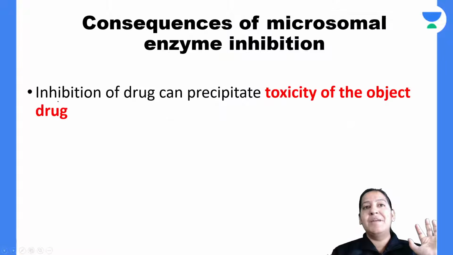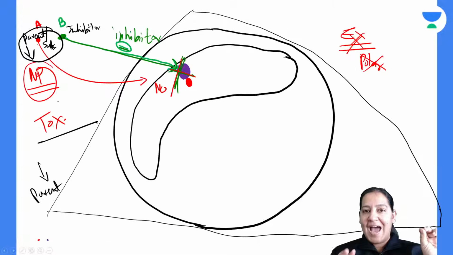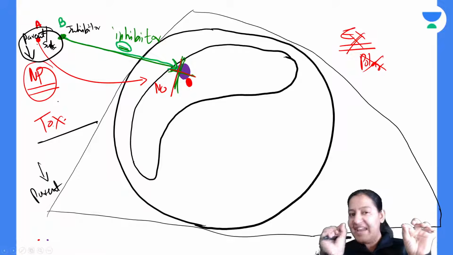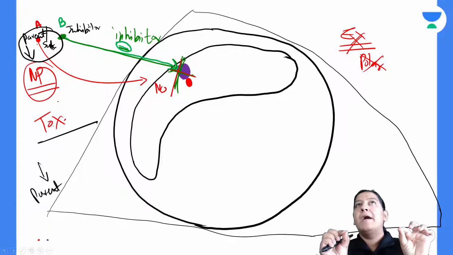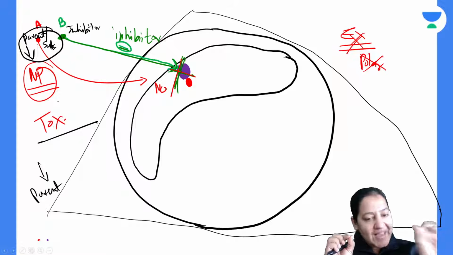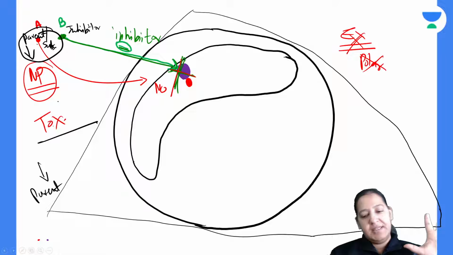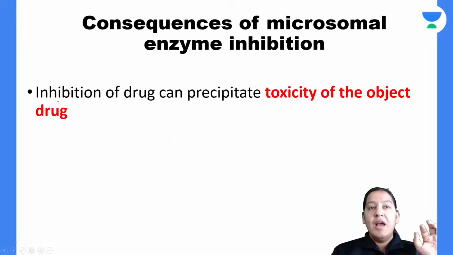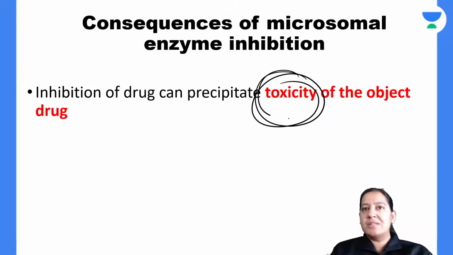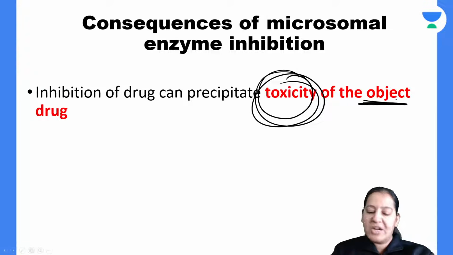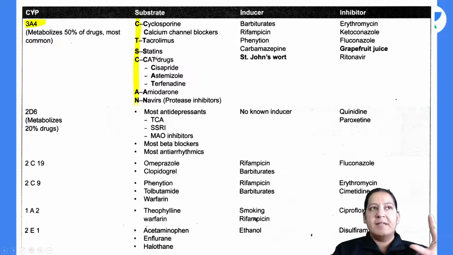So this is the inhibitor. The summary of the inhibitor is that if you give the parent drug with the inhibitor, you have to reduce the dose of the parent drug, otherwise it will cause toxicity. I will give you the list of both. Let me take another thing. The ultimate result here is toxicity of the object drug. Object drug means parent drug. That is what we have seen.